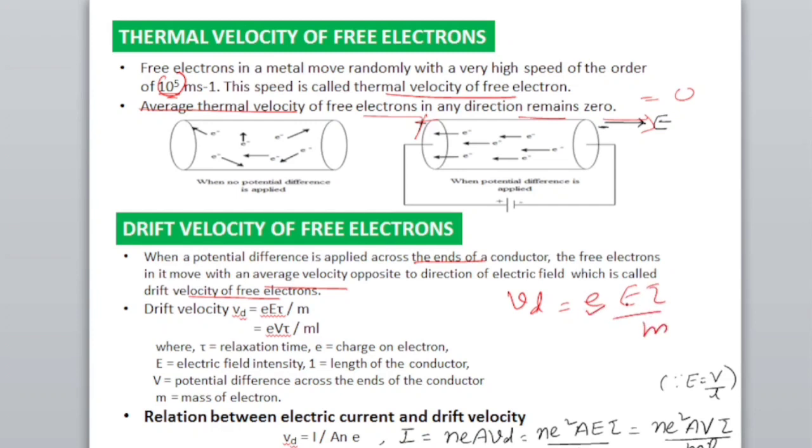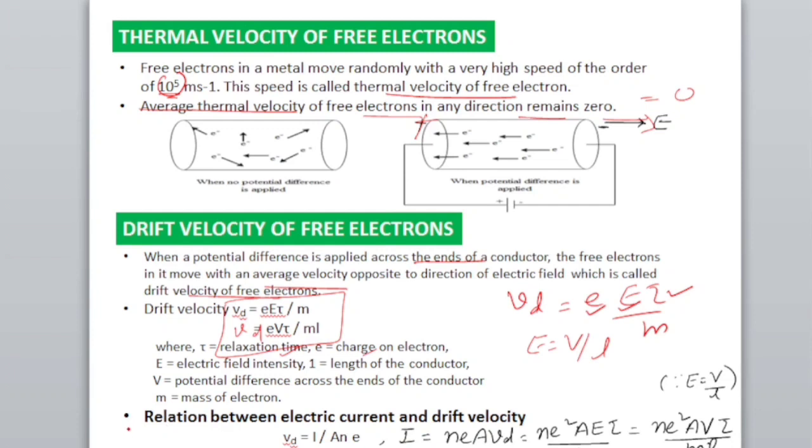Here e is the charge of electron, E is the electric field applied, right? Now, τ is the relaxation time between two collisions and m is the mass of electron. All the terms are written here. And also you know one relation, E equal to V by L. So you put the value of E here, you get drift velocity in terms of V also. So you must remember this formula, Vd equal to eVτ/mL.